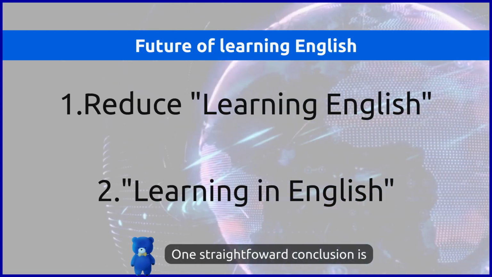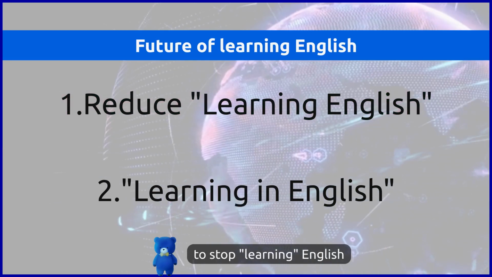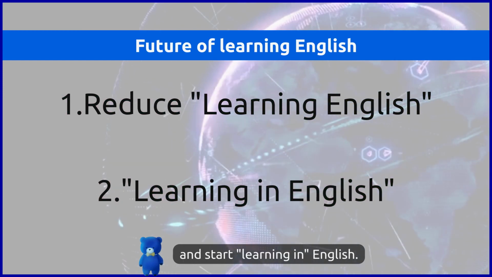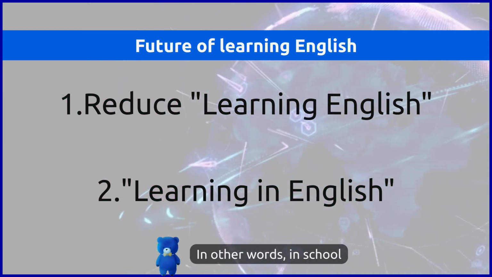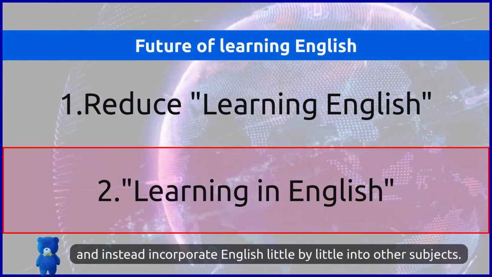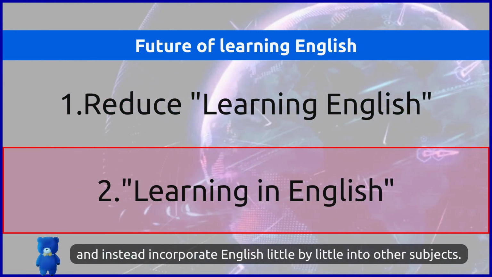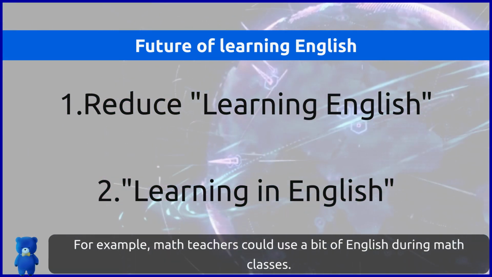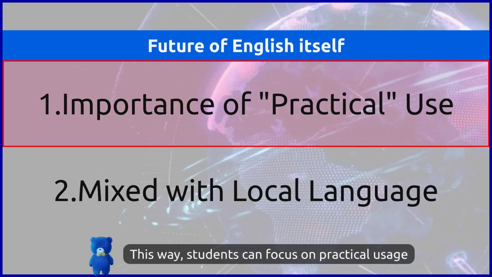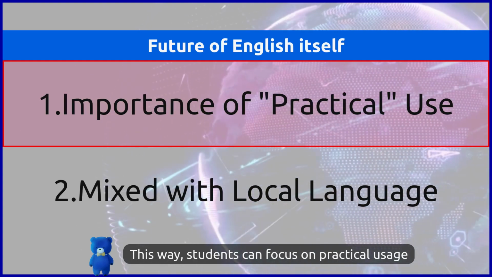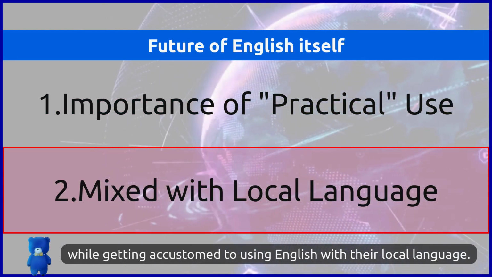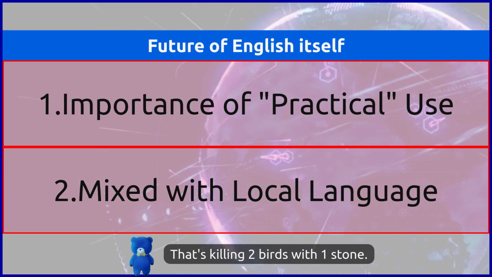One straightforward conclusion is to stop learning English and start learning in English. In other words, in school, gradually reduce traditional English classes and instead incorporate English little by little into other subjects. For example, math teachers could use a bit of English during math classes. This way students can focus on practical usage, while getting accustomed to using English with their local language. That's killing two birds with one stone.